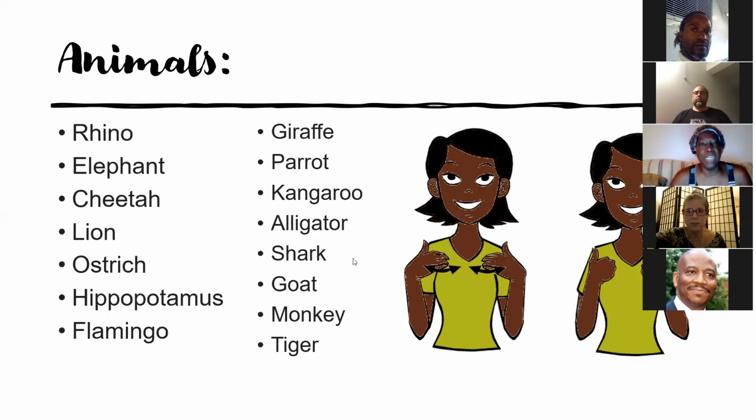Flamingo is three signs. So flamingo would be P. It's really a K, but it's P for pink. Remember pink? So pink, bird, leg up. You get that leg up. Giraffe would be, you start off at the bottom of your neck and you go all the way up. Long neck. Giraffe.